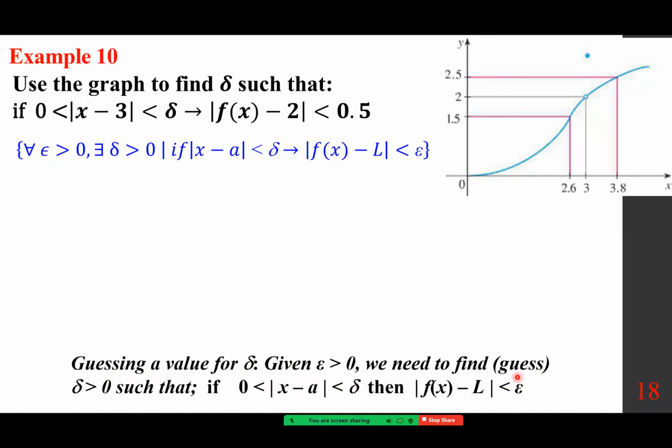Well, let us start with the absolute value of f of x minus L less than epsilon. So in this case, we are here. So this one is this one, right? So we're going to write this.